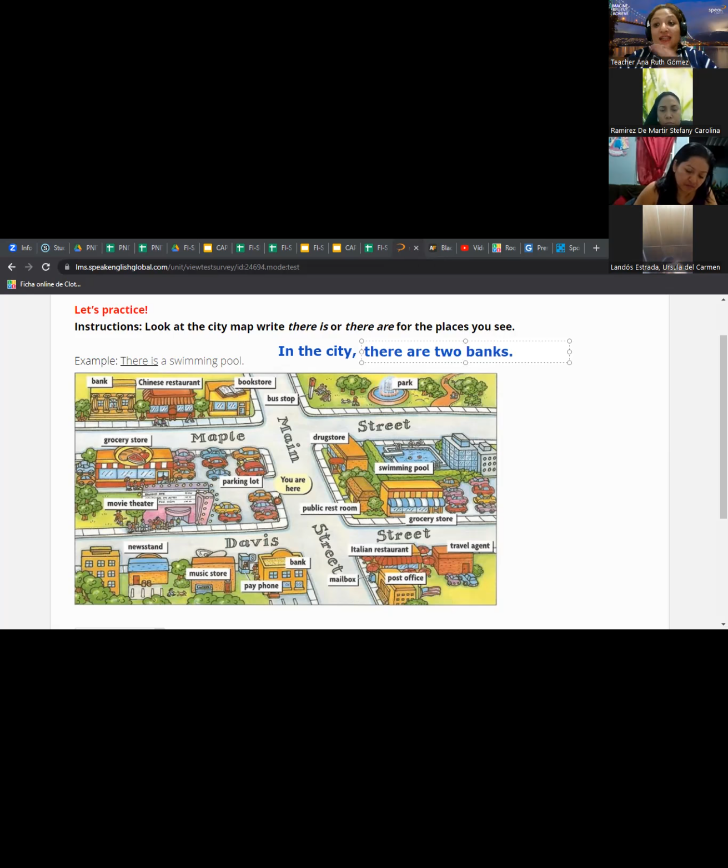Two banks. Very good. In the city, there are two banks. Excellent. Very good. Okay. Así es como vamos a practicar. We're going to practice like that, with the picture I sent.